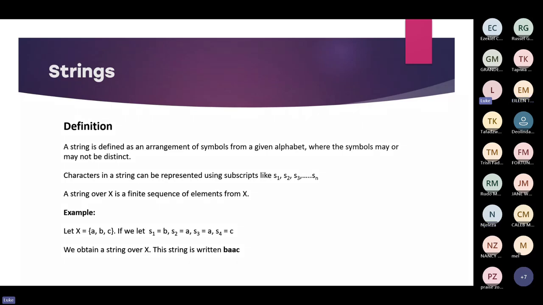This string will be written as BAAC. So where did we get the BAAC? We are just using the subscripts given from the X set that we have here. We have S1 described as B, S2 as A, S3 as A, and S4 as C. So this string, BAAC, came about considering the positions of the letters that were given on top. So we are obtaining this string over the given X, which is BAAC.